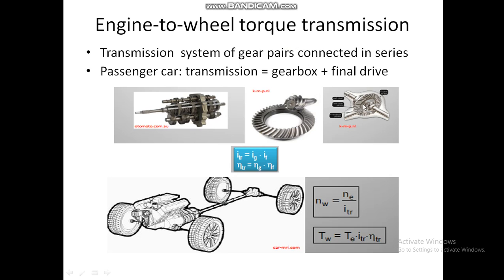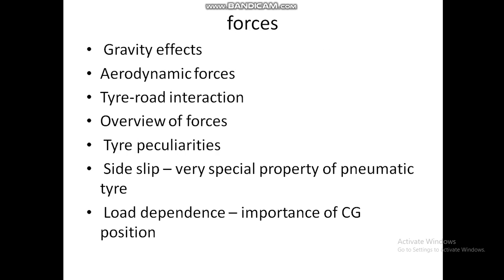The final drive consists of a differential or final reduction gear. This is called sun and planet gears, ring gear, or pinion gears. So this is the final drive calculation: ITR equals IG times IF, and eta TR equals eta G times eta F. This is the final formula, which was discussed in the previous slide.